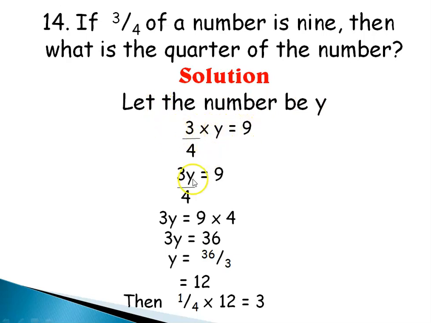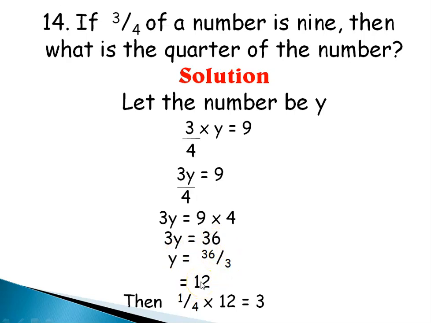3 times y is 3y. So we have 3y over 4 is equal to 9. Then of course we multiply: 3y multiplied by 1, and 4 multiplied by 9. So 3y is equal to 9 times 4. 9 times 4 is 36. 3y is equal to 36. And then I divide both sides by 3. 3y divided by 3 will give me y. 36 divided by 3 will give me 12.